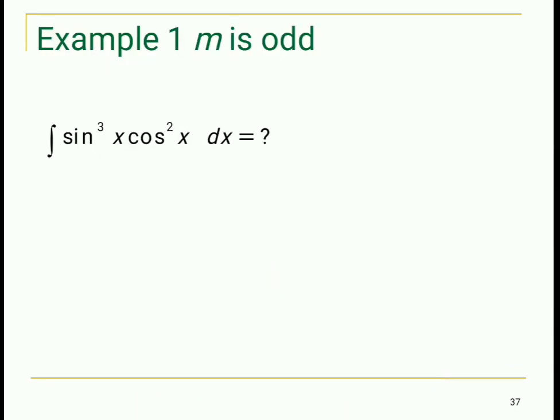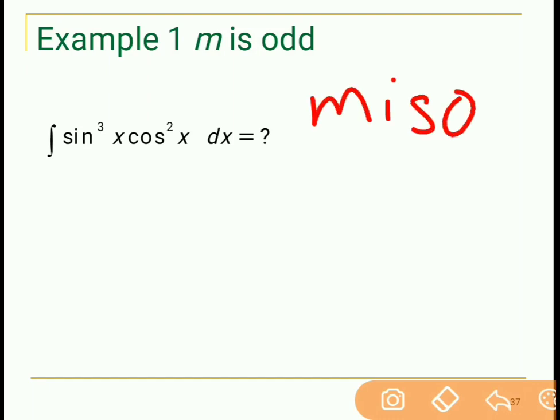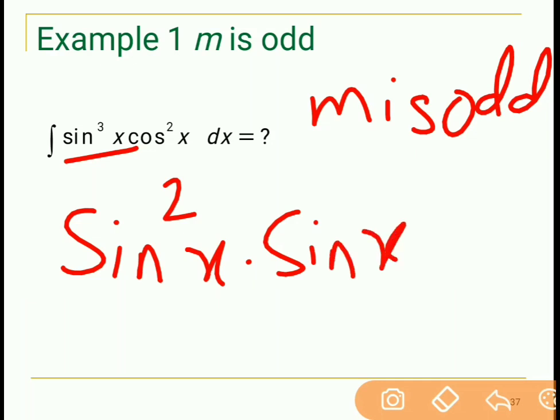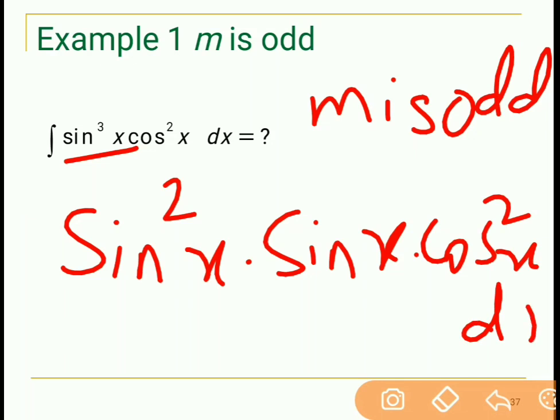Now let's move further. Consider example 1. Solve the integration of sin cube x into cos square x into dx. This is the first case, in which m is odd. So sin cube x can be written as sin square x into sin x, and cos square x stays as it is, into dx.